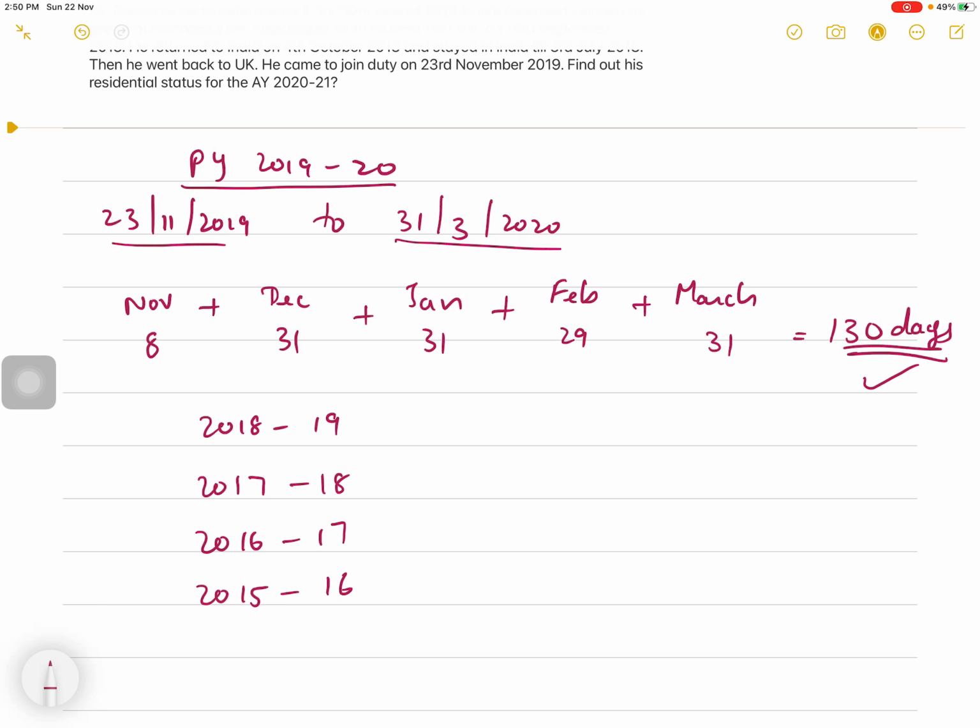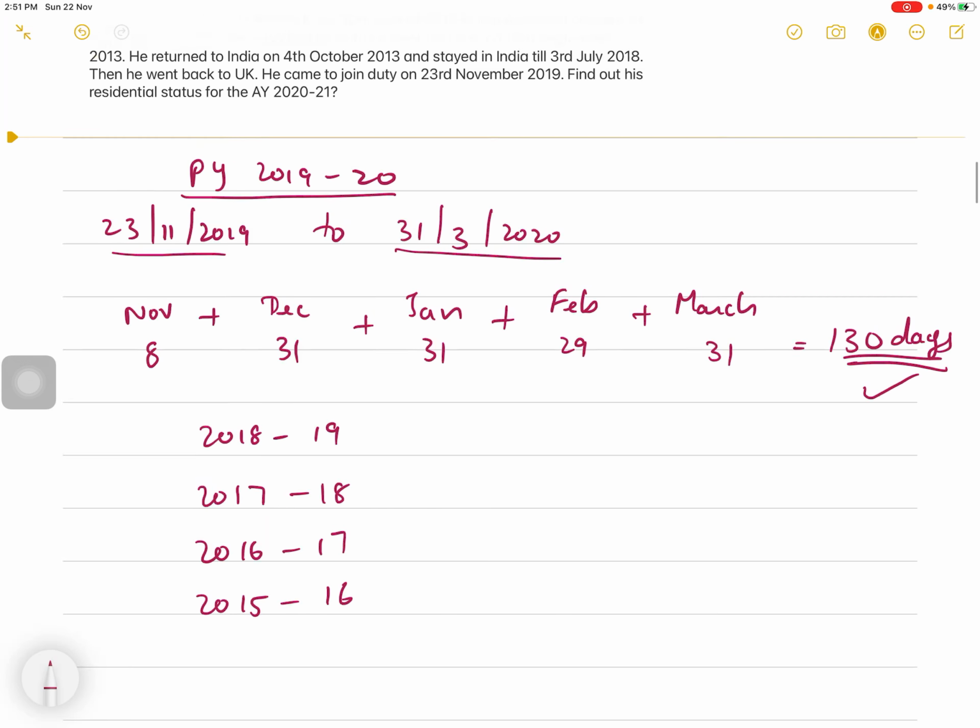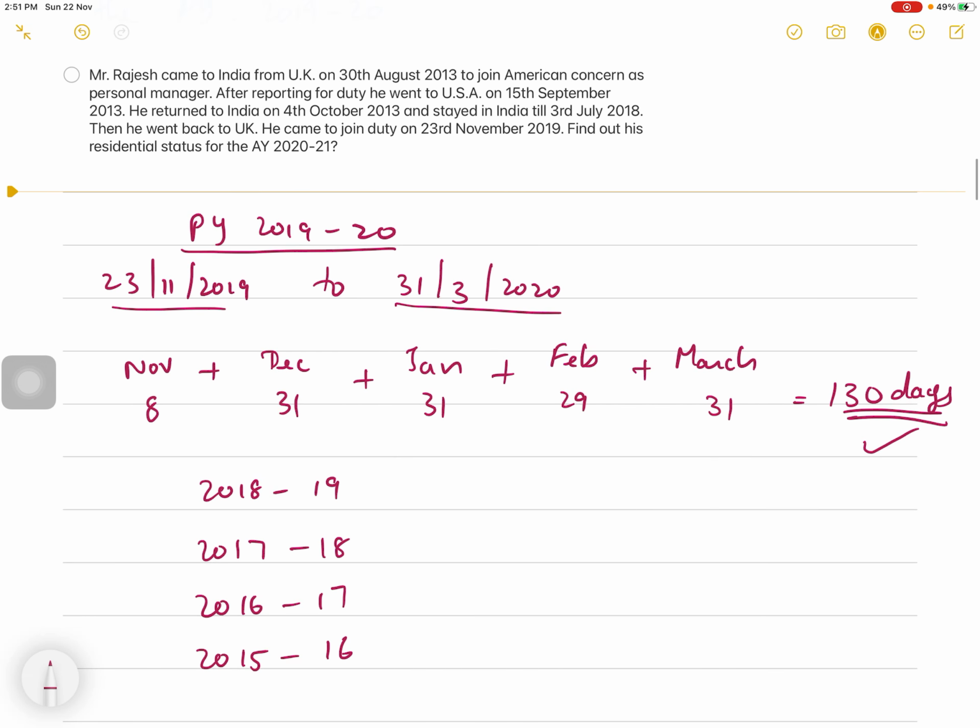We have to calculate the number of days of stay in India during this period. Okay, if it is more than 365, that means he satisfies the second basic condition. Mr. Rajesh came to India. He stayed in India till 3rd July 2018. He returned to India on 4th October 2013 and stayed in India till 3rd July 2018. So till 3rd July 2018 he was there, which is 18-19, right?